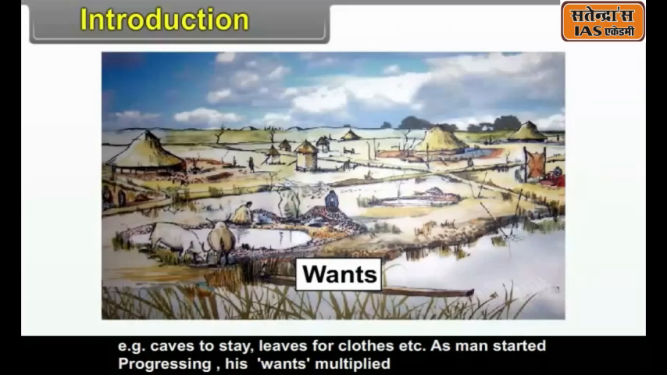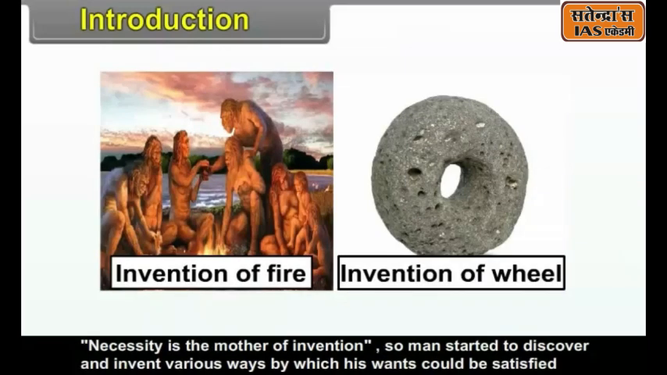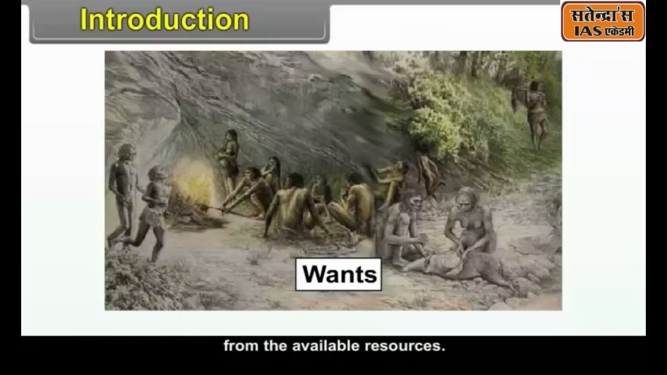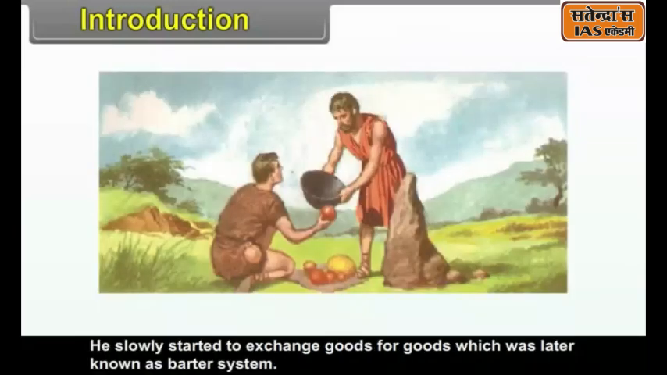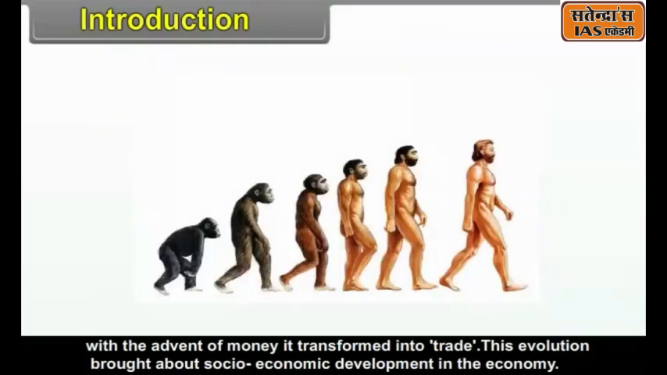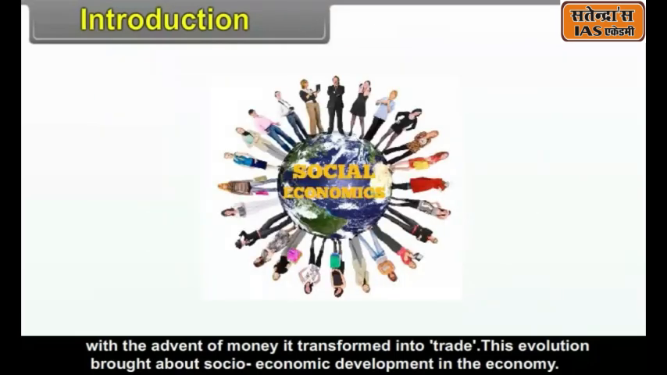As man started progressing, his wants multiplied. Necessity is the mother of invention. So man started to discover and invent various ways by which his wants could be satisfied from the available resources. He slowly started to exchange goods for goods, which was later known as the barter system. With the advent of money, it transformed into trade. This evolution brought about socio-economic development in the economy.